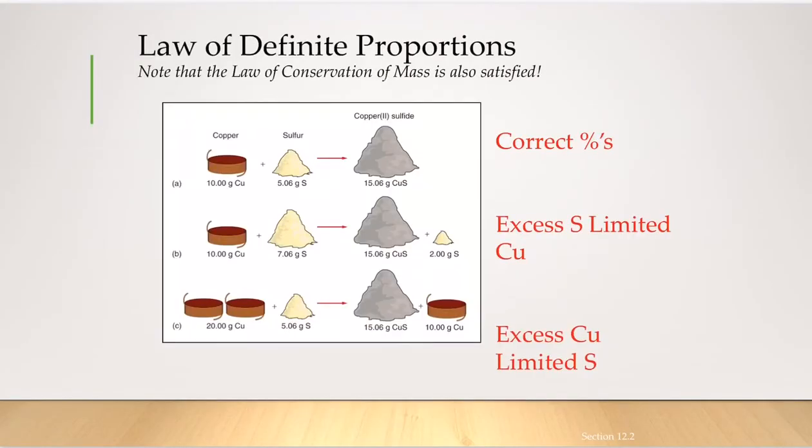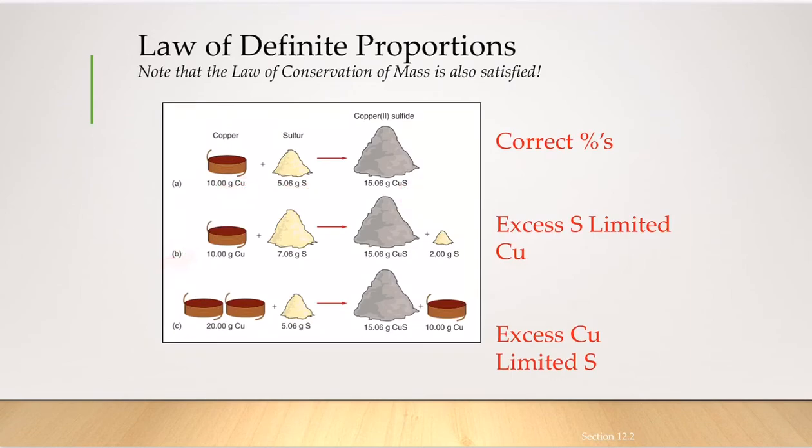Let's see an example here. Copper reacts with sulfur to give copper sulfide. As you can see from here, 10 grams of copper reacts with 5.06 grams of sulfur to give 15.06 grams of copper sulfide. If you add the mass of copper and sulfur, it's equal to the mass of copper sulfide.